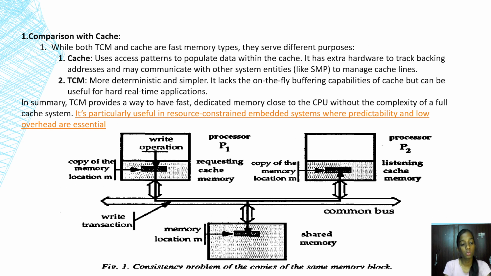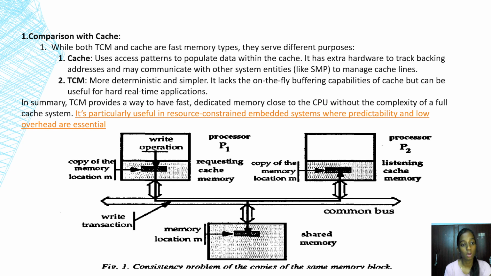So let us move on to the comparison with cache memory. Both TCM and cache trace access patterns to populate data within the cache, and it has extra hardware to track backing addresses and communicate with other system entities. TCM we have seen in the last slide. This is the diagram of the consistency problem of copies of the same memory block.